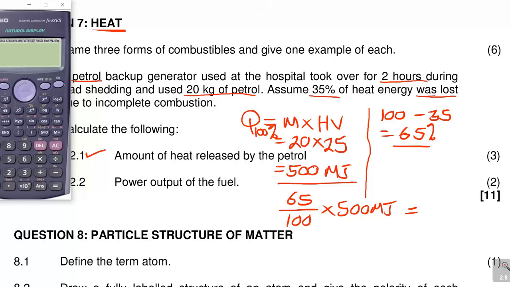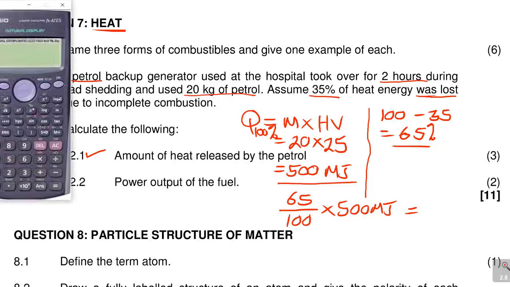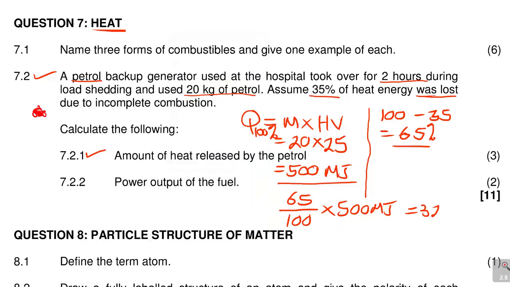So if I can just grab hold of my calculator again, what I have here is 65 over 100 times 500, and it gives me in this case 325. Remember, you're dealing with megajoules. So this is the part when they say the amount of heat released, we are talking about the amount of heat that had complete combustion. Remember, they said 35% was incomplete, so you must take out the 35% so that you are left with 65%.